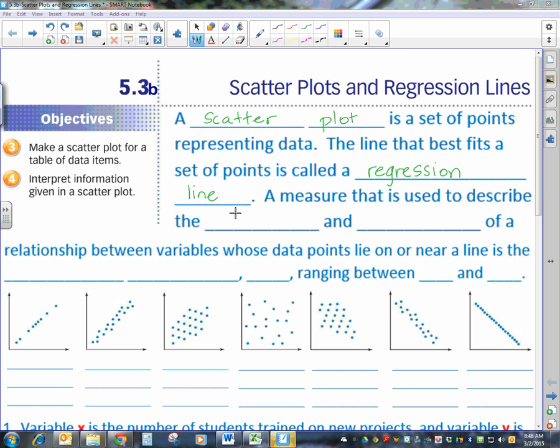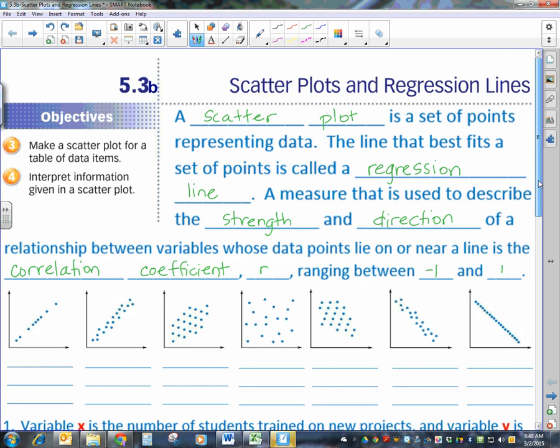And a measure that is used to describe the strength and direction of a relationship between the variables whose data points lie on or near a line is called the correlation coefficient. Basically, like I said, it's a measure describing the strength and direction of your regression line. That's what this is just defining again as your regression line. It's denoted with the letter R, and it goes between -1 and 1.